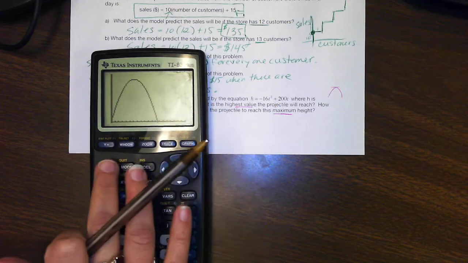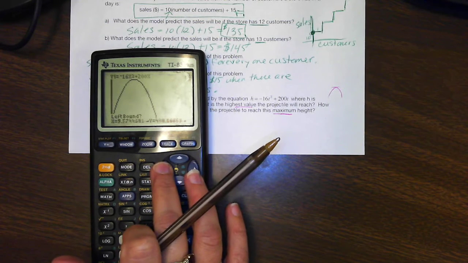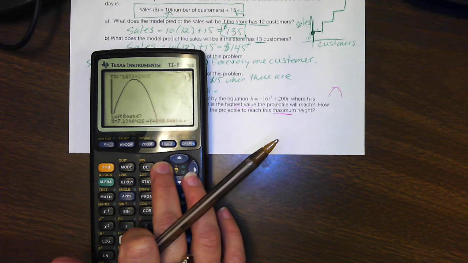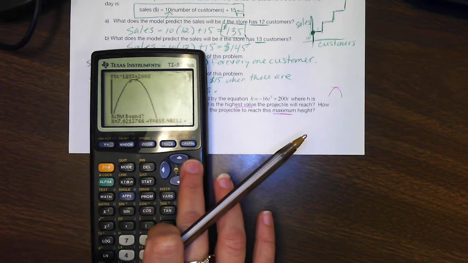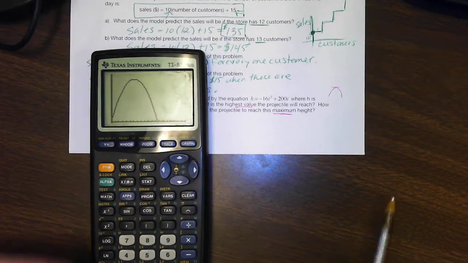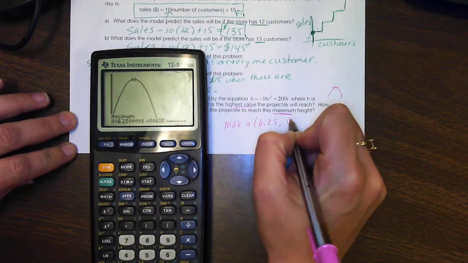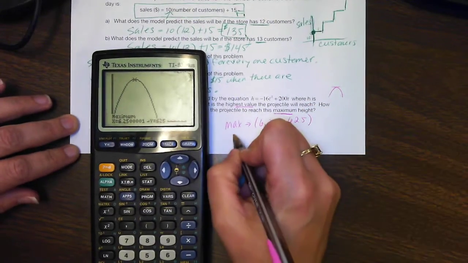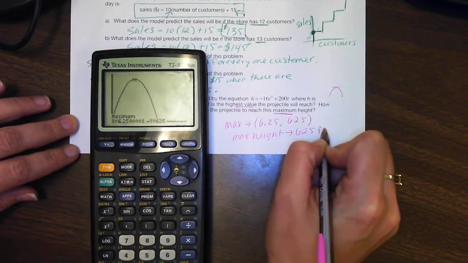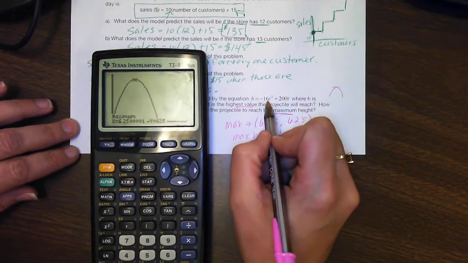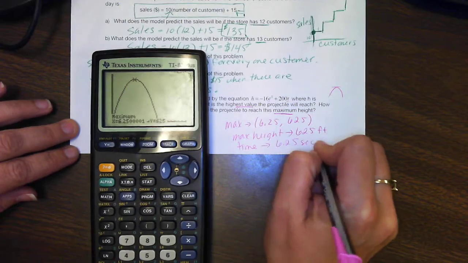Calculator will find that value for me by going to second trace, number 4 for maximum. Move your cursor to the left side of that peak. Press enter, move your cursor to the right side. Press enter, enter one more time, and I get the maximum to be 625. So the max height is the second number, 625 feet. The first number is your x. That's the time it took to reach that, 6.25 seconds.